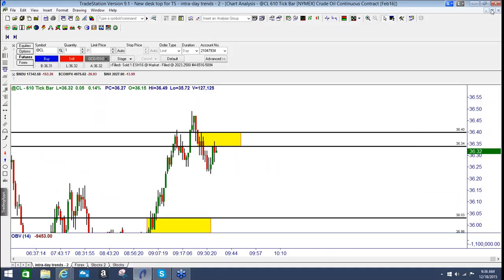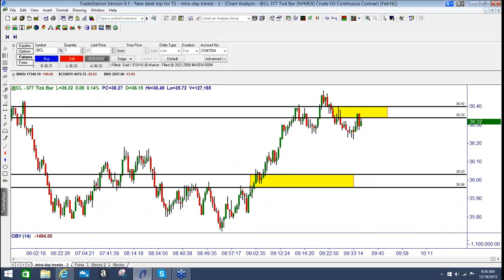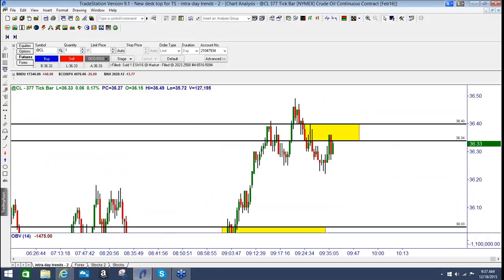I will go as low as a 377. I mean, it's not going to look all that different. Let me just go to it. I'll show it to you. 377 tick. All right, so it didn't change much. It will make some of the levels look less attractive.